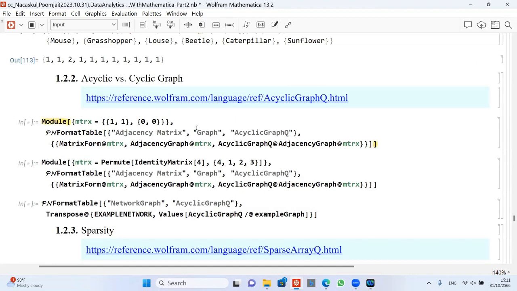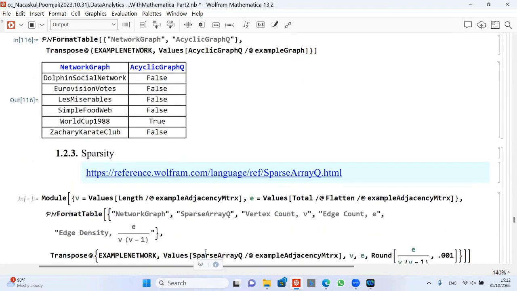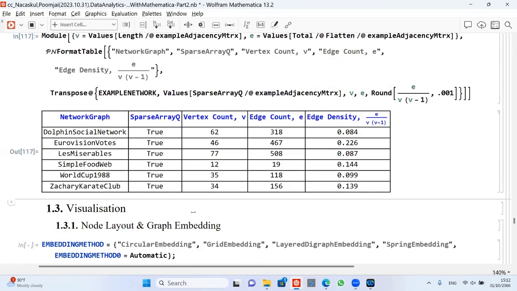Cyclic, acyclic. This is a property of graph traversal. You can also do the study here. The question is, acyclic means it goes, it doesn't come back. Is it acyclic? No, it can come back. There's only this thing, World Cup 1988, that is acyclic. Why? Because once you play with somebody, you don't come back. It's sort of like a championship. Sparsity, you already saw that. Again, this is vertex count, edge count.